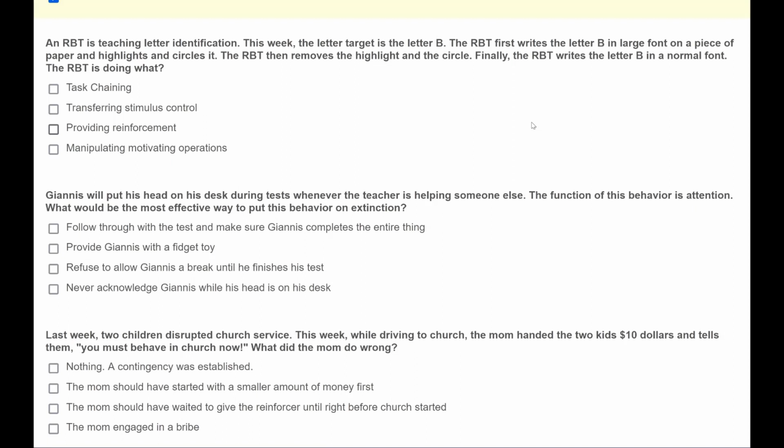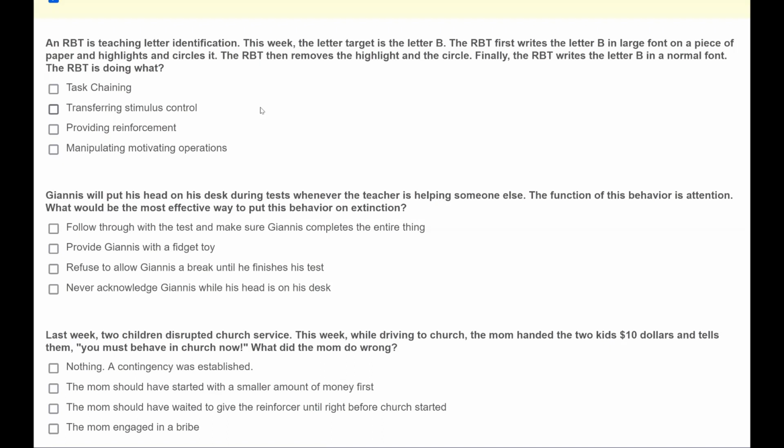That's essentially what stimulus control is. You're fading prompts, okay, until you get the right SD, until you get the SD you want. And the SD we want, right, is the regular letter B. Providing reinforcement, no indication the RBT is reinforcing any behaviors here. We don't talk about reinforcement at all.